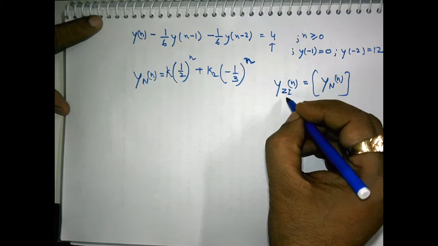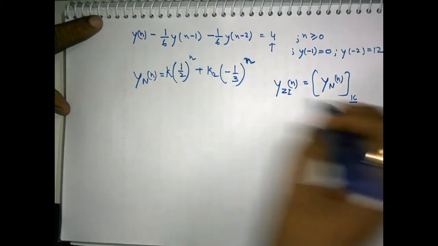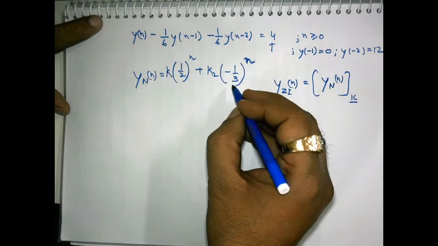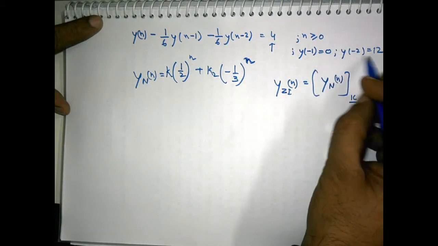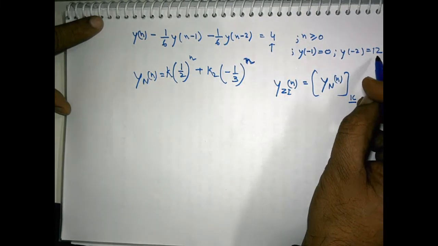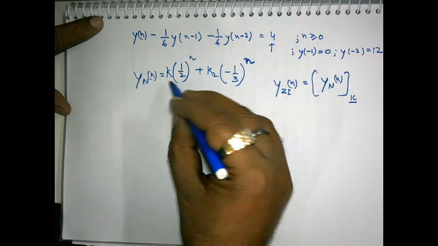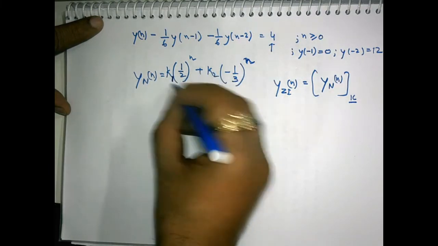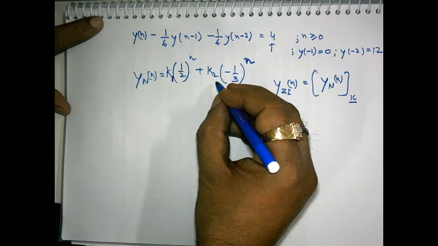Y_zi is nothing but this y_n(n), zero input response. Input is 0, but we will apply the given initial conditions in this equation itself. Okay. So what are the initial conditions that are given? That y(-1) equals 0 and y(-2) equals 12. This will form two equations, and naturally two equations are needed to solve for the two unknown constants k1 and k2, and this way we will evaluate them.